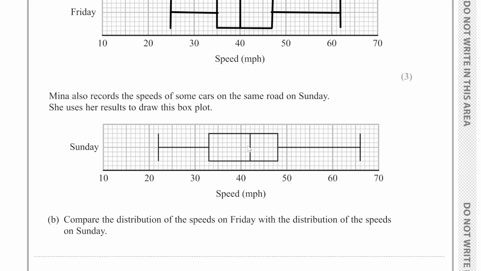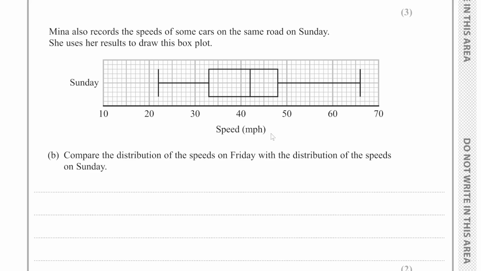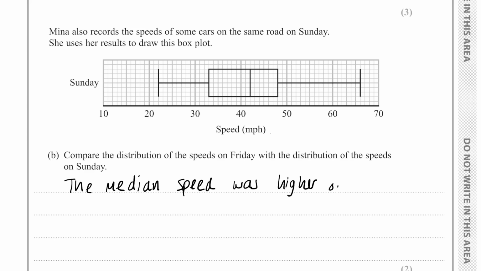So let's compare the median for the average. The median speed on Sunday was higher. We need to give our answer in context, so we need to mention speed. So the median speed is good enough to do that. So the median speed was higher on Sunday. So we've compared the average, we've given it in context because we wrote speed.